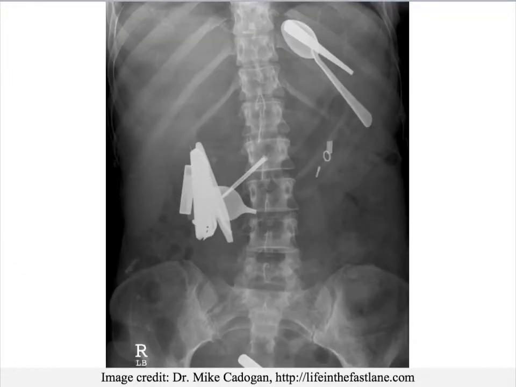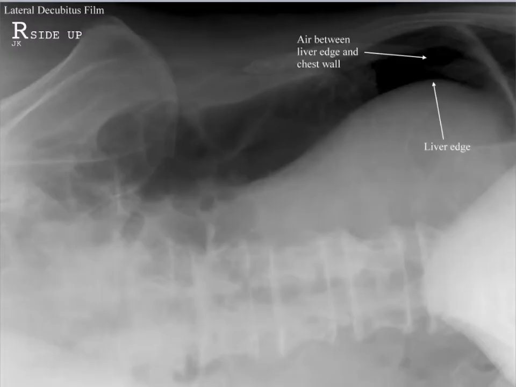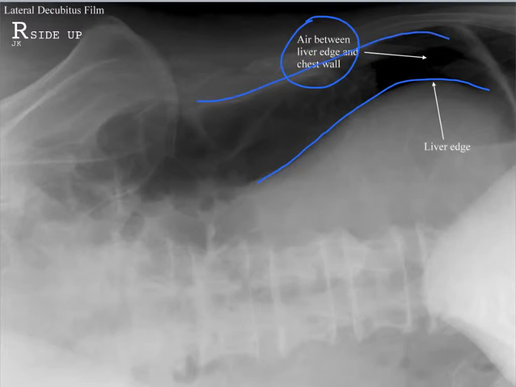What about this X-ray? There are multiple foreign bodies that are very well seen by the X-ray. What about this patient who's lying on their side? We can see that there is black air between the liver edge and the chest wall, indicating that there was a viscus perforation. We will explore that a bit more in the viscus perforation videos.